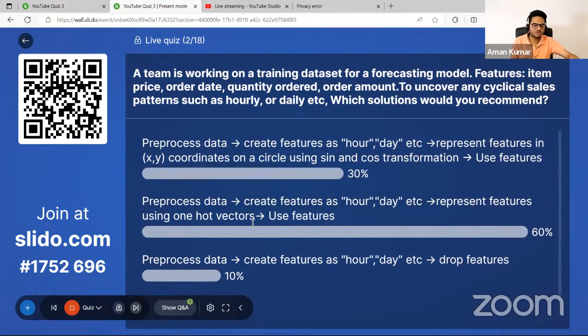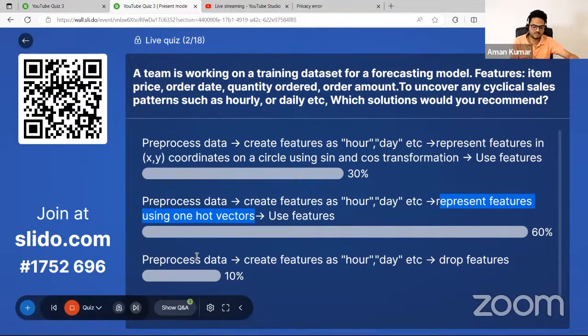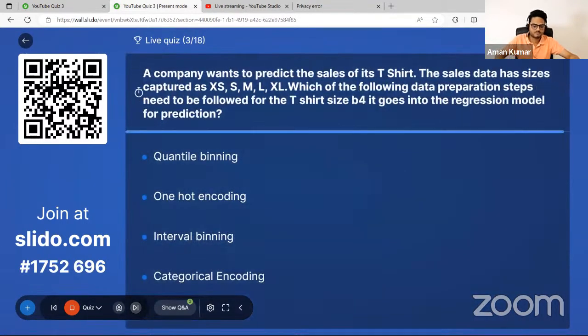Only first two, and out of first two, this one is represent features as one hot vector. So why would you want to use one hot vectors when I'm clearly saying I want to see cyclical patterns? One hot vector is nothing but creating more features in your data, so that will not help you much. So that's the reason one is the right answer here. Okay, let's go to the next one.